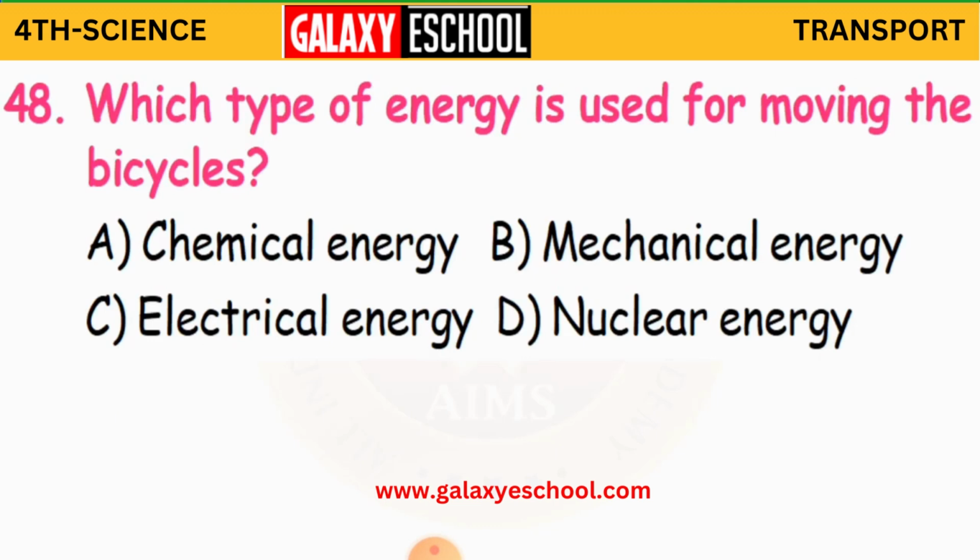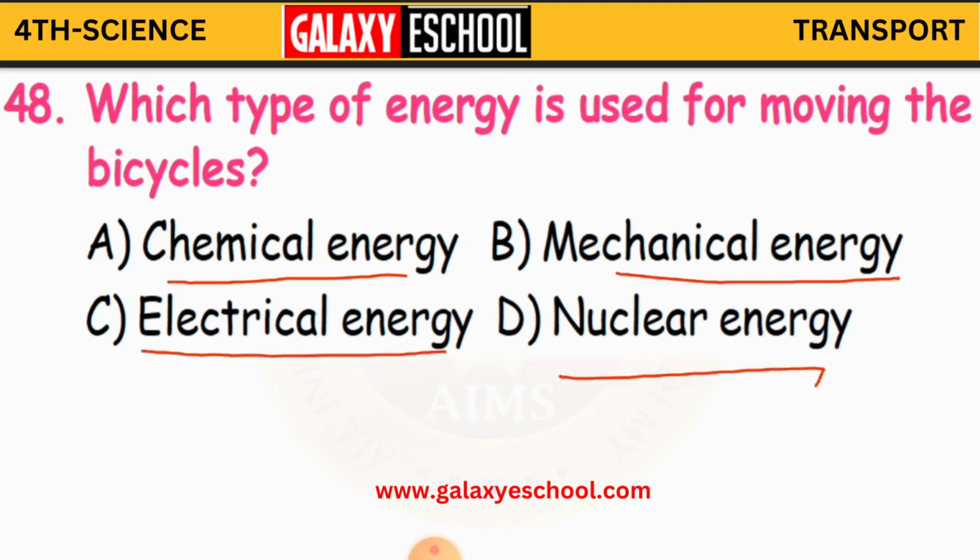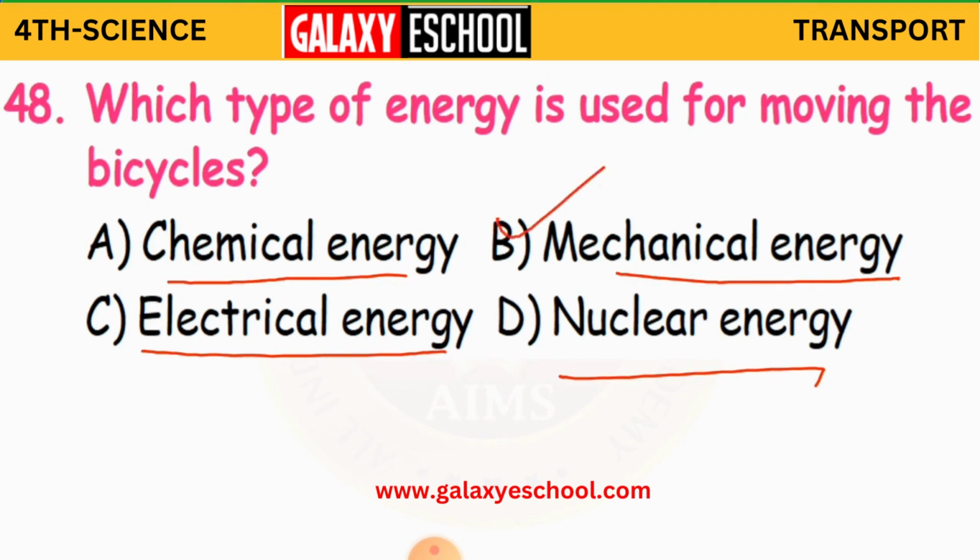Which type of energy is used for moving the bicycles? So we are going to use bicycles. Most of you might be using this. So which type of energy will be used for your bicycles? Either chemical energy, mechanical energy, electrical energy, or nuclear energy. And the answer is B, that is mechanical energy. Clear, children?